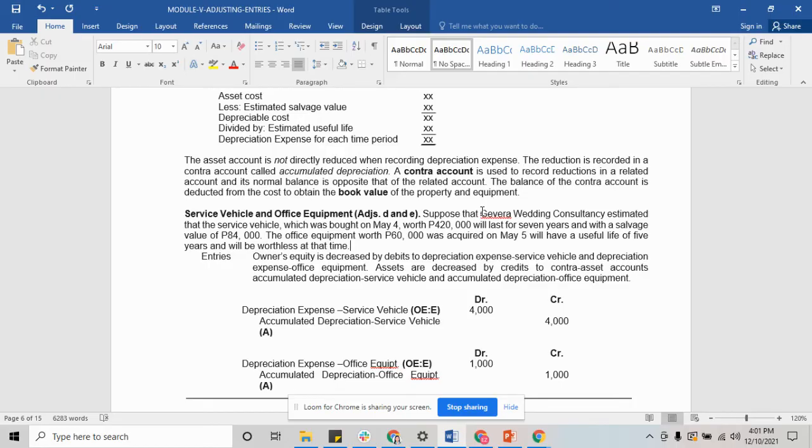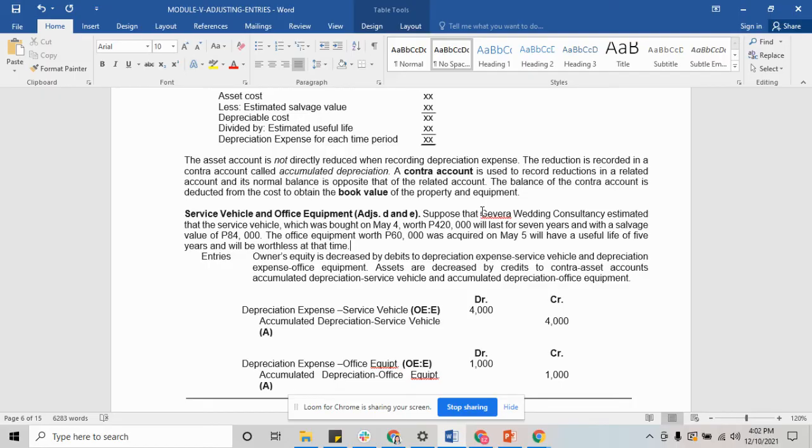How about the office equipment? Itong office equipment, wala siyang salvage value. So, we don't need to deduct this in the cost bago natin siya i-divide sa useful life. So, office equipment is 60,000 pesos. Divide mo na lang siya diretso sa useful life of 5 years. So, 12,000. Every year, there will be a depreciation expense of 12,000 pesos for 5 years yon.